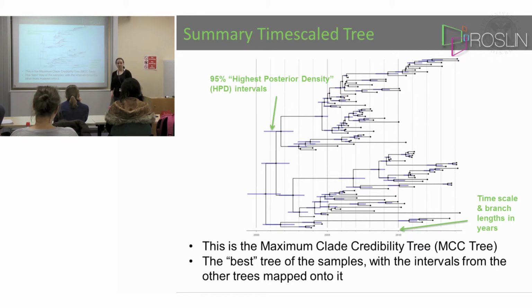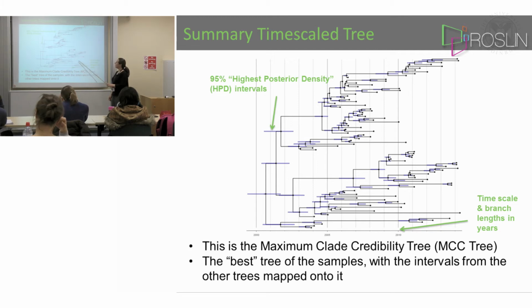BEAST also, of course, gives you the actual trees. And what it does is for each of those good samples, you get a tree. So you're going to get a file with 10,000 trees in it. What you can do, though, is out of those good samples, you can choose the best one, the one with the highest posterior of those samples. It's not necessarily the absolute best tree in the whole universe, but it's the best one out of those samples. And that's called the maximum clade credibility tree.